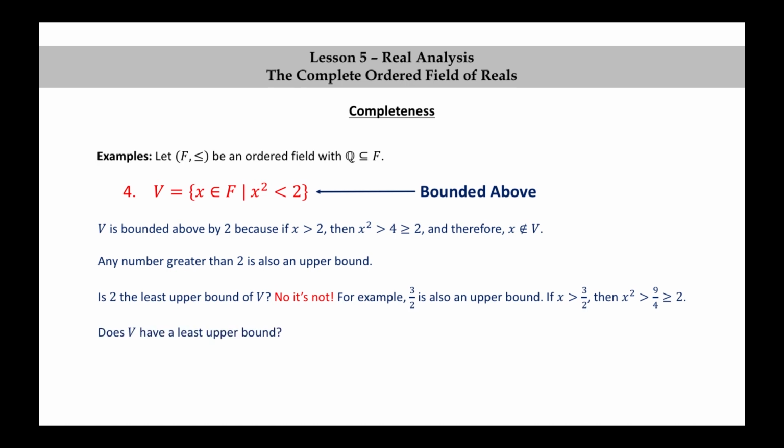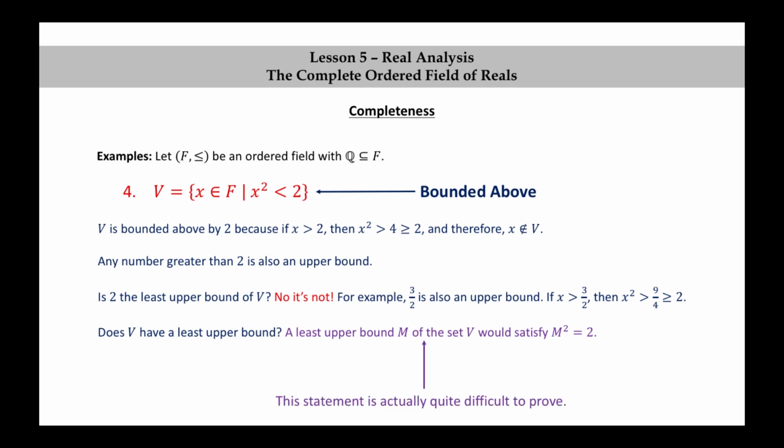So the big question is, does V have a least upper bound? It turns out that a least upper bound M of this set V would satisfy M squared is equal to 2. Now, this statement, although it seems reasonable, is actually quite difficult to prove, and we'll leave this as a challenging exercise in case you're interested in trying to go through the argument as to why this is true. It is challenging, though.